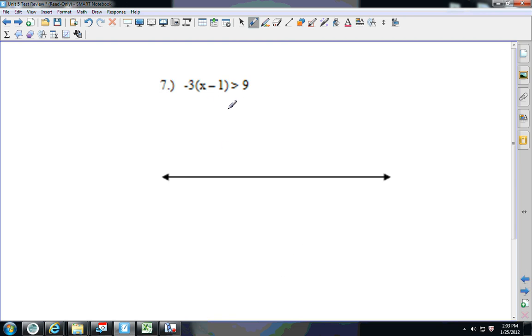Next problem. We have the distributive property. So you're going to multiply 3 times x and 3 times -1. -3x plus 3 is greater than 9. Subtract 3 from each side. -3x is greater than 6.